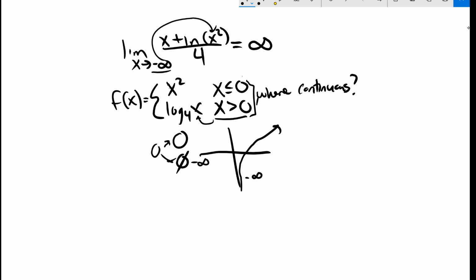And so this thing would be continuous everywhere but 0. If I wrote this as an interval, I could say x is not equal to 0, or all reals except that. Or I could just say from negative infinity to 0, and from 0 to infinity, this thing would be defined. And hopefully that answers people's question on that.